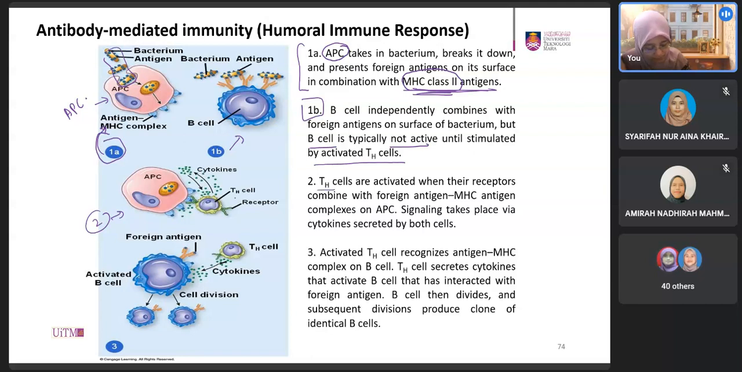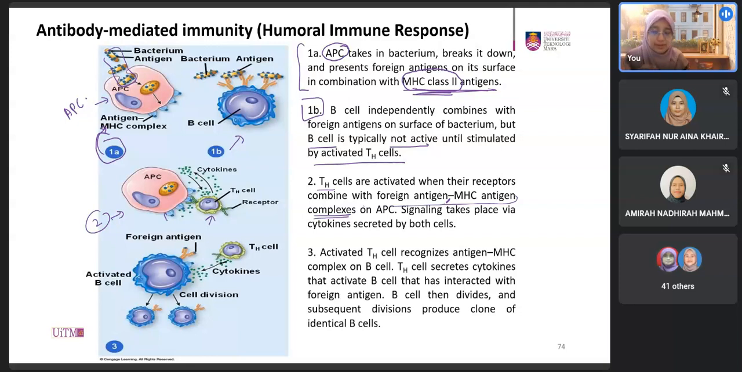Helper T cell, so this one here, the helper T cell are activated when the receptors combine with foreign antigen MHC antigen complex. Okay, foreign antigen, which is MHC antigen complex on APC. So APC represents the antigen molecule using class 2 MHC. So dia akan form antigen MHC complex. So this is antigen MHC complex.